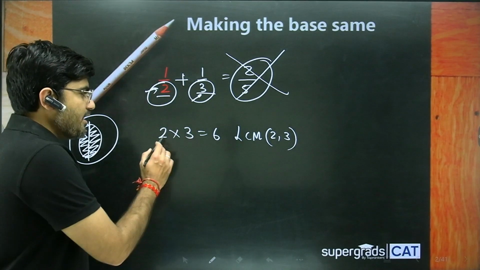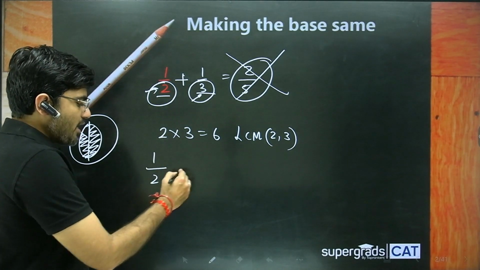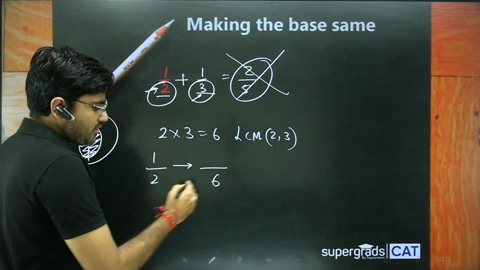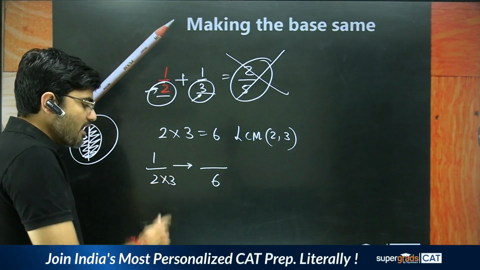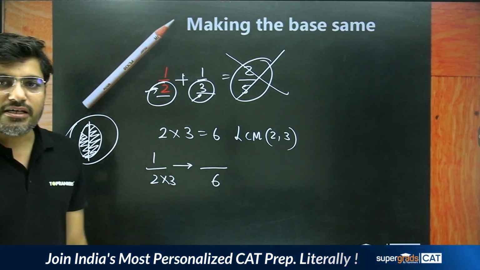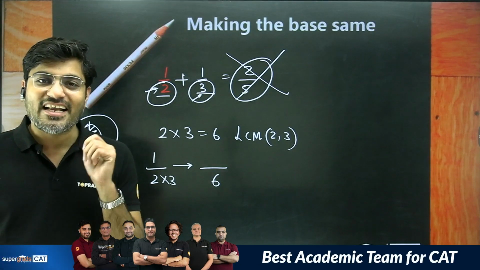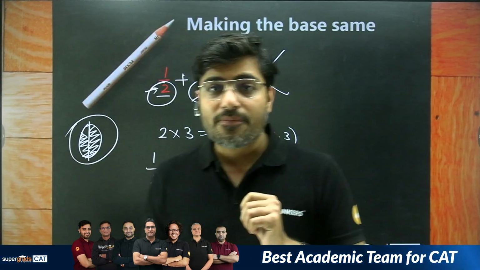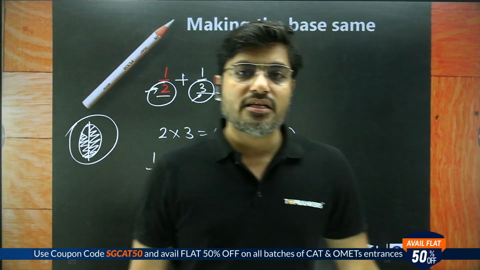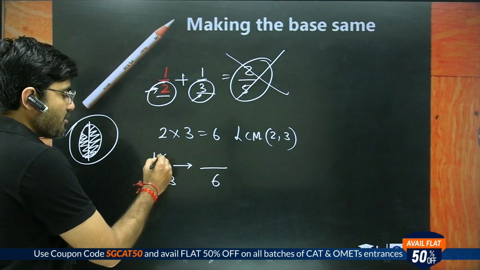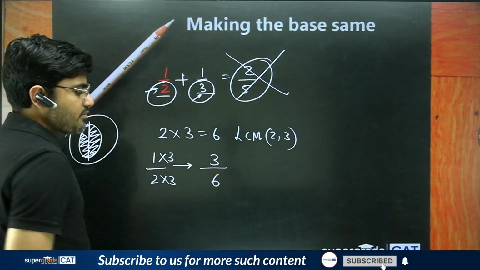So I need to make base 6. So if it is 1 by 2 and I need to make the denominator 6, so for making 2 as 6 I need to multiply by 3. And if I'm changing the denominator by multiplying it by 3, then in order to maintain the ratio, remember, what does ratio mean? It should not change, the value should come same. So if I'm multiplying the denominator by 3, I have to multiply the numerator by 3. And it will become 3 by 6.